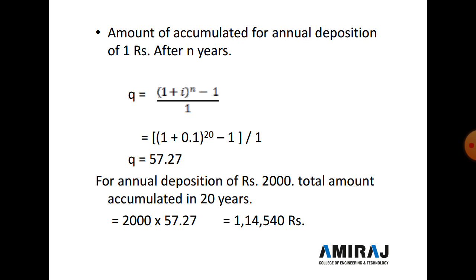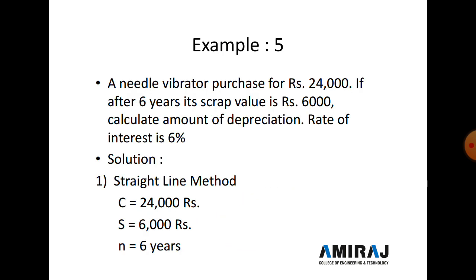57.27 for an annual deposit of 1 rupee. For an annual deposit of 2,000, the total amount accumulated in 20 years is 2,000 multiplied by Q. So its answer is 1,14,540 rupees.